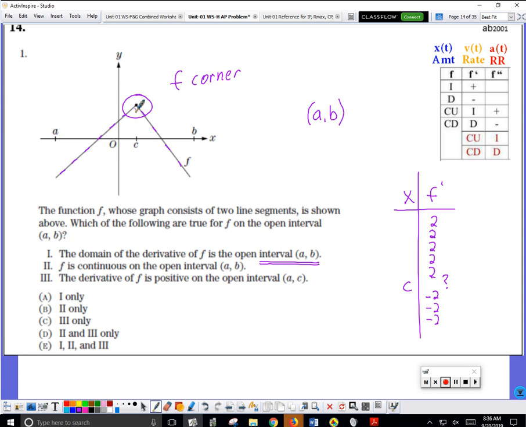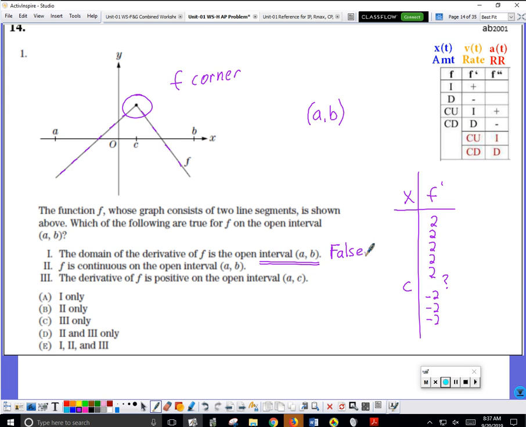So if I'm trying to create f prime, I can find every y value of f prime except when x equals c. Then I can't find one. Therefore, c is not in the domain of f prime. So because c is between a and b, c is not in the domain of f prime. Therefore, the domain of the derivative is not the open interval a to b. This is a false statement.